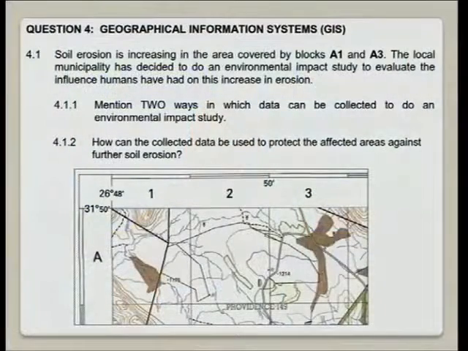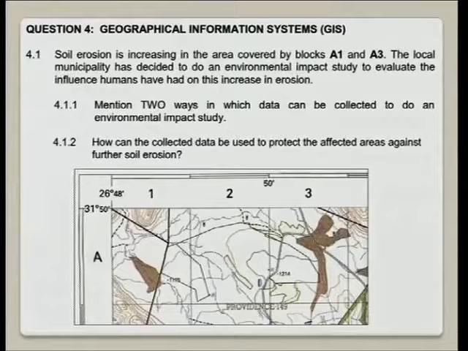Now let's look at that question of the GIS. First of all here, the first question is soil erosion is increasing in the area covered by blocks A1 and A3. So what I've got on the map here is to show you block A1 and A3, and there we can see our areas of erosion that they identify. Then the question is, the local municipality has decided to do an environmental impact study to evaluate the influence humans have had on the increase in erosion. Right, now that is the problem.